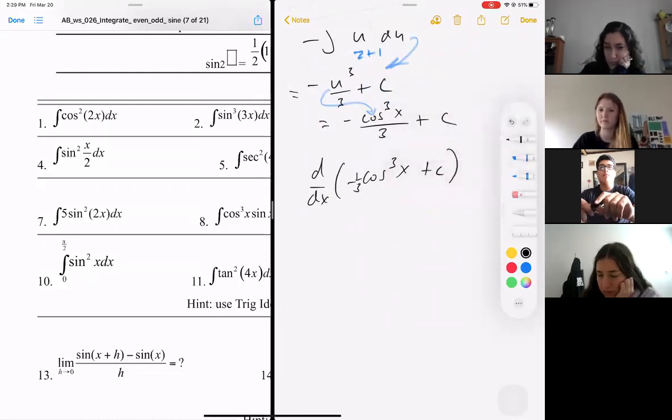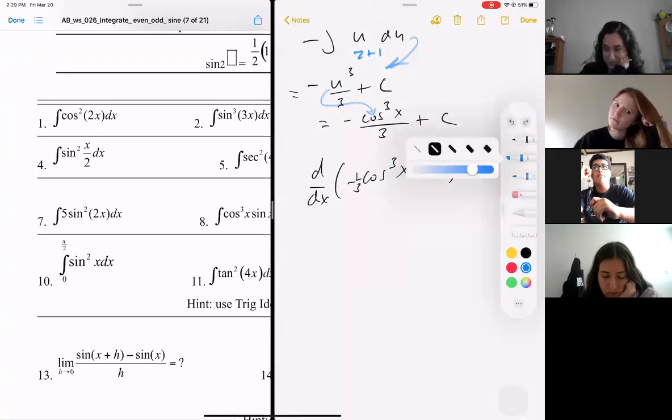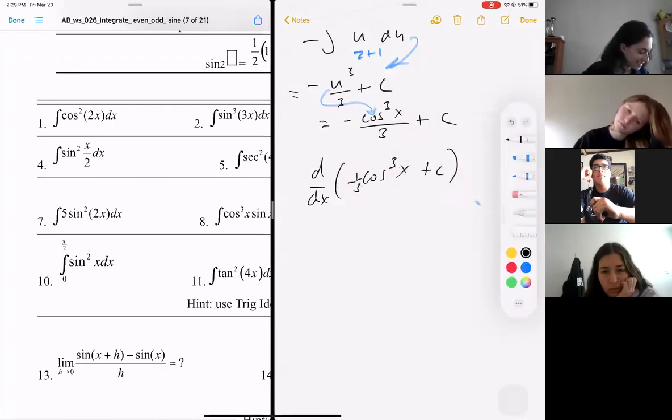Now, when we took the derivative, what do you take the derivative of first? The cubed or the cosine? The cubed. The cube, perfect, right? We go outside in for power rule and chain rule. So chain rule first, it's going to be negative 1/3.